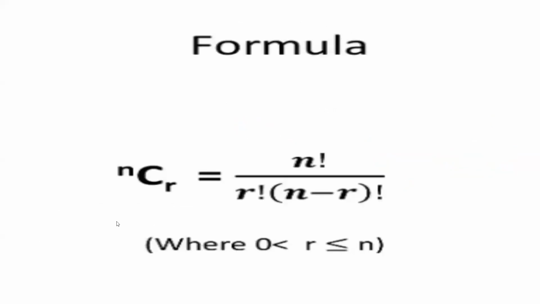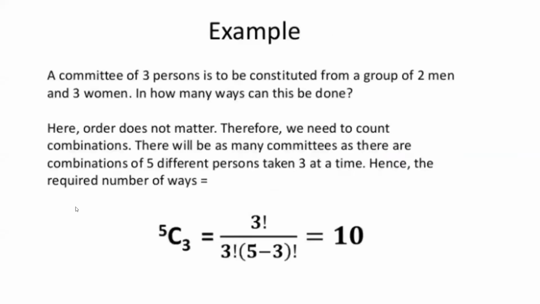Yes, this is the formula you would use. And this is a simple example to close us off. A committee of 3 persons is to be constituted from a group of 2 men and 3 women. So 5 people in all. You want 3 persons from it, and they didn't say how many men and how many women. You just want 3 people randomly. So you want 5C3. You want to choose 3 from 5. Order doesn't matter.